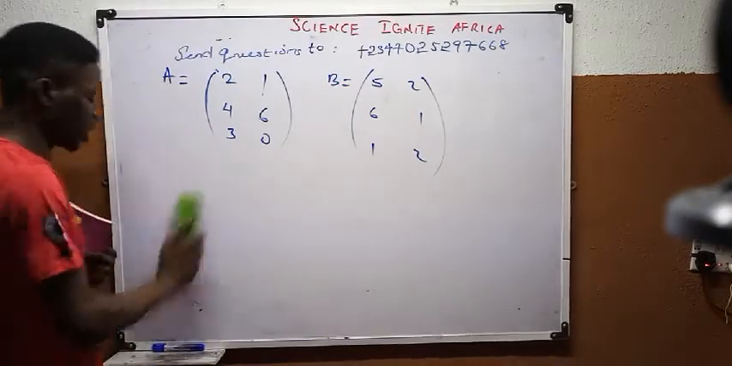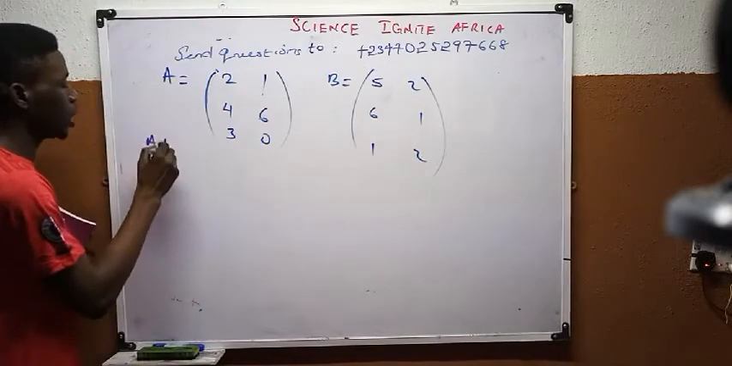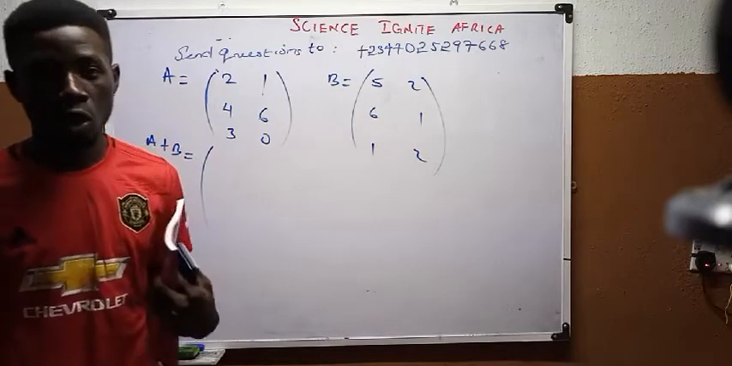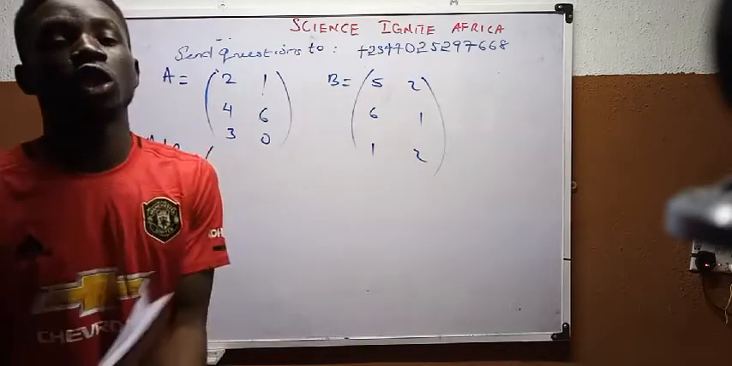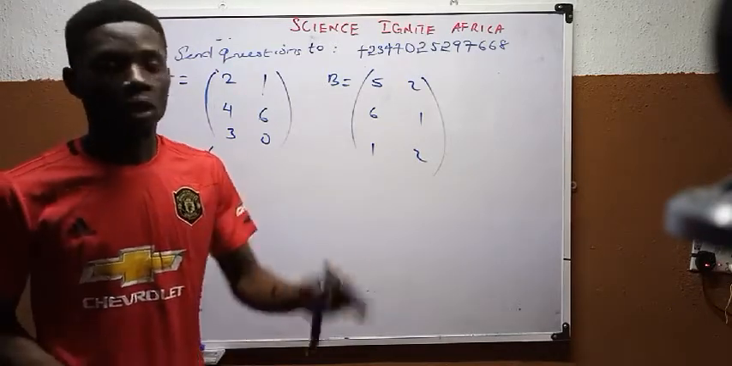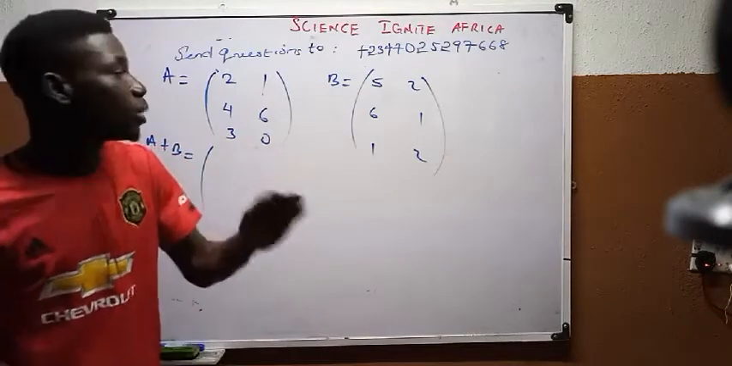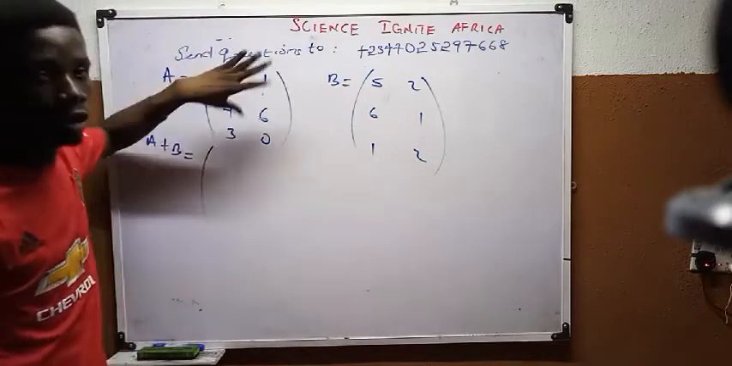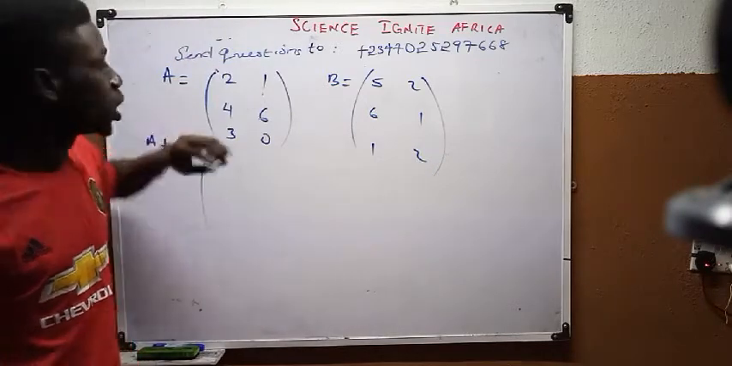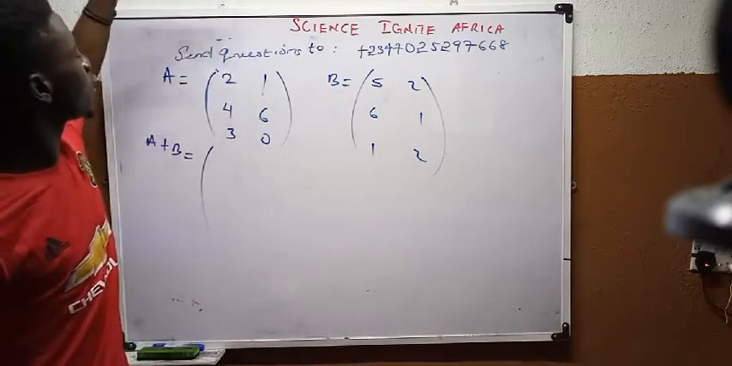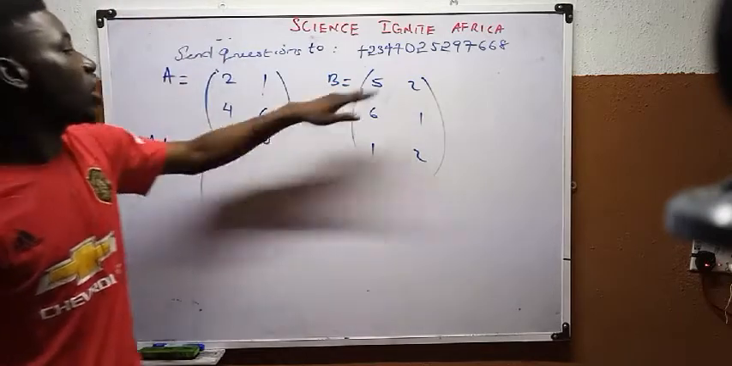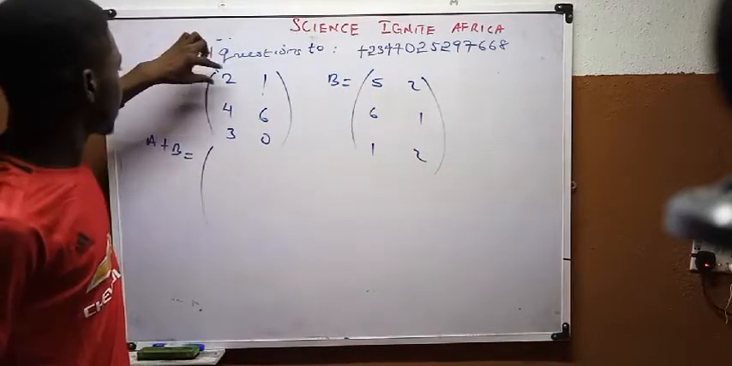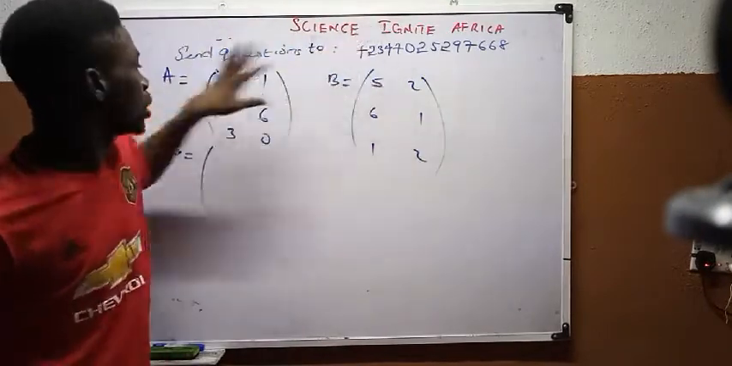So if I want to add both of them now, A plus B will now be equal to... So addition and subtraction are the simplest of all. All you have to do is mind the position. Let me use something general, not a term in matrix. Let's say this is the top left corner. If you look at the top left corner here, what do we have? We have 5 here. So I'm going to be adding these two together.